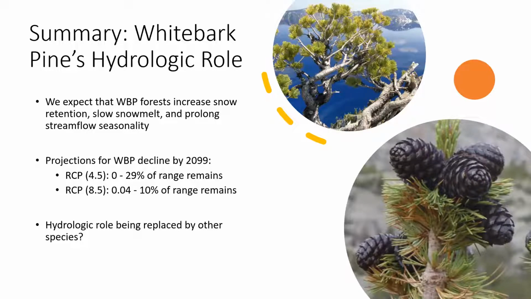Another avenue for future research is how other tree species may come into effect. We're already seeing dead whitebark pine stands being overtaken by other species, such as subalpine fir. This raises the question of how these species interactions may impact future water availability as whitebark pine continue to decline.